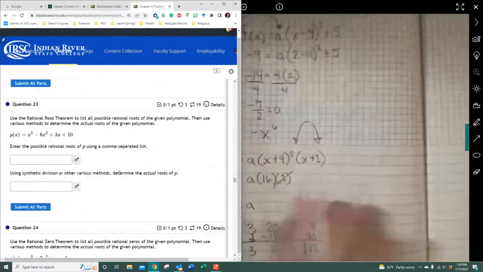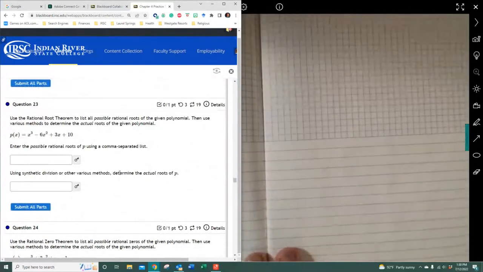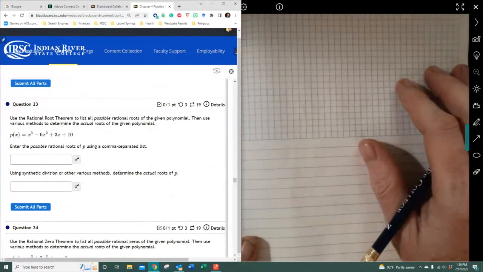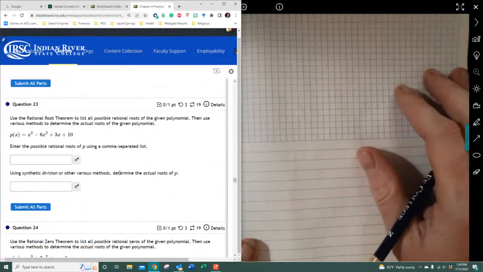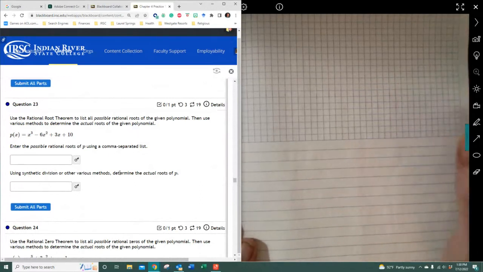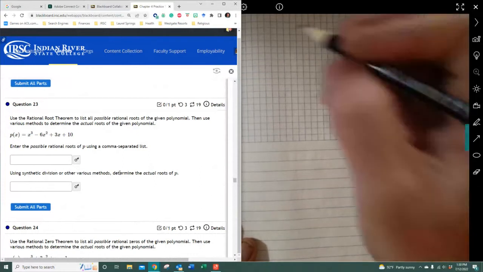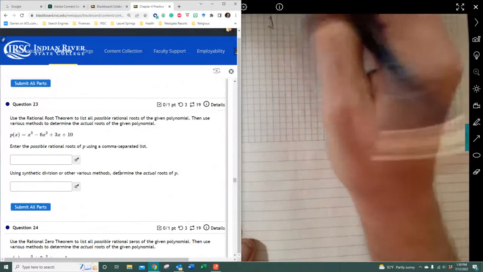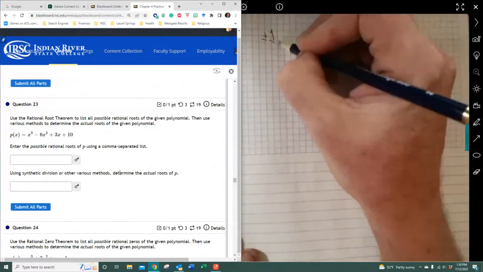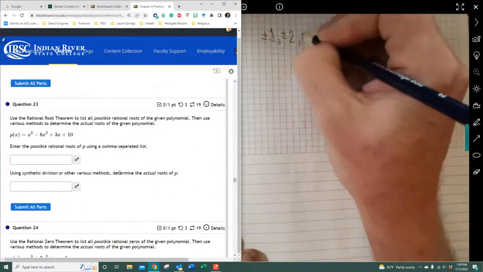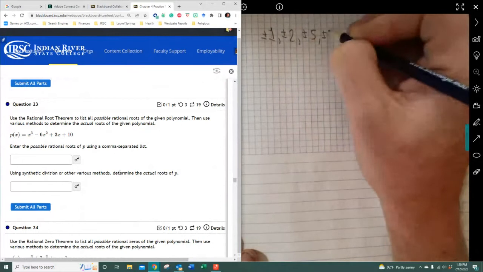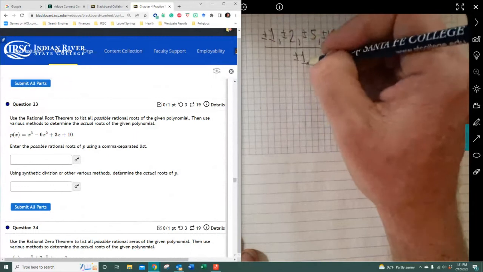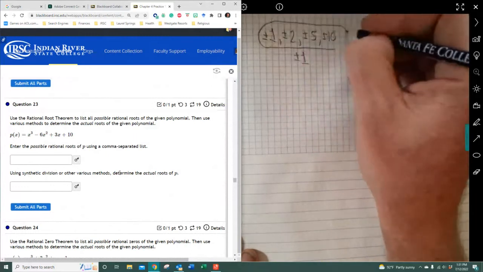Now 23. Now 23 says use the rational root theorem. Remember, it's the factors of the constant over the factors of the leading coefficient. And we have to make sure that we're in proper descending order. So we're going to determine that it's going to be plus or minus 1. Remember what I told you before on this one. Plus or minus 2, plus or minus 5, and plus or minus 10, all over plus or minus 1. Anytime it's plus or minus 1, it's the value system that we're looking for.